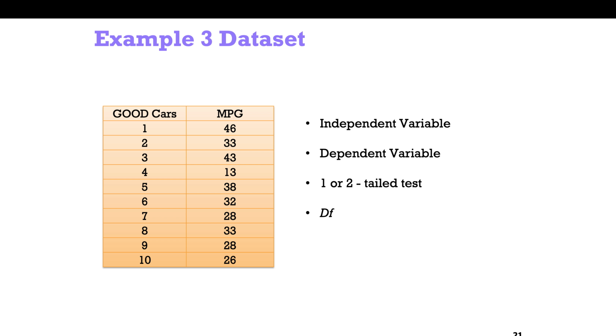Is it a one-tailed or two-tailed test? It's going to be a two-tailed test because we don't want to know if they did better or worse than GM's claims. We just want to know if their claims are true. And the degrees of freedom is going to be 10 minus 1, so 9.